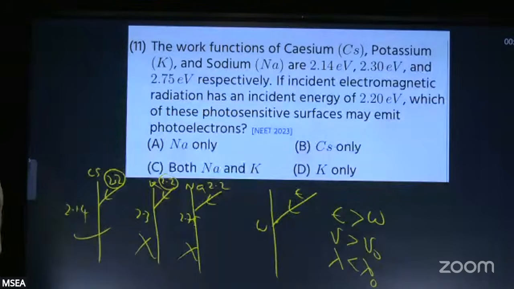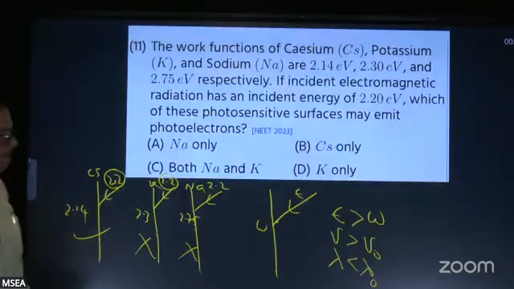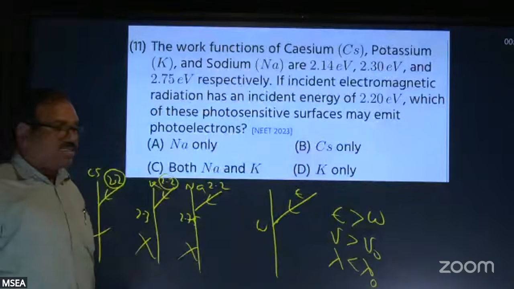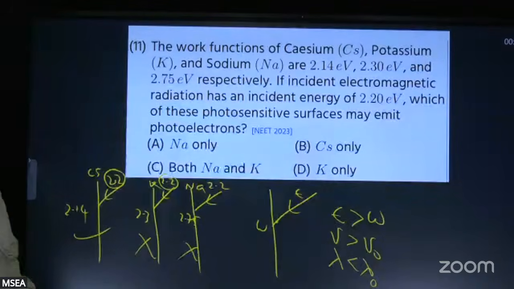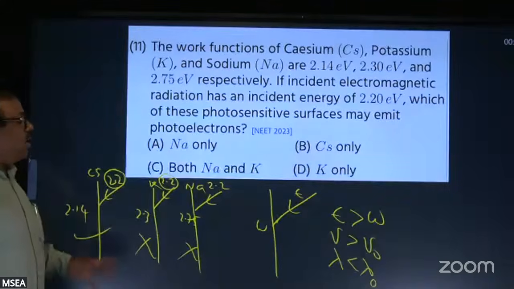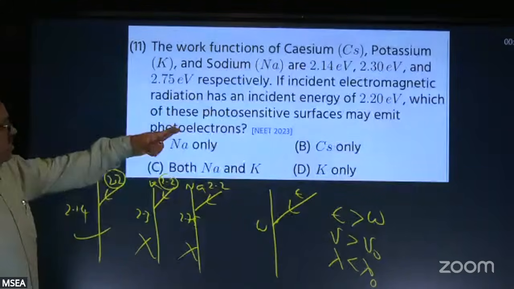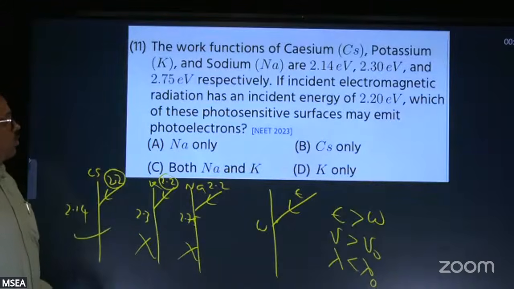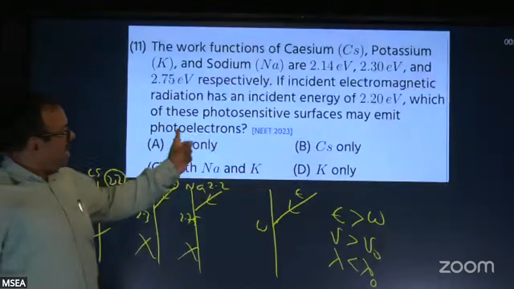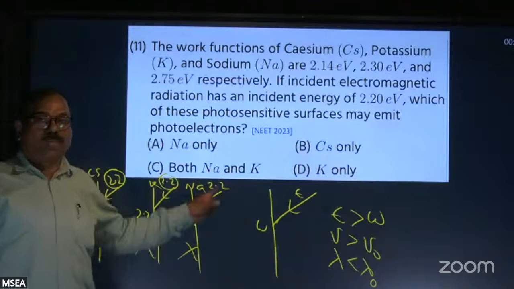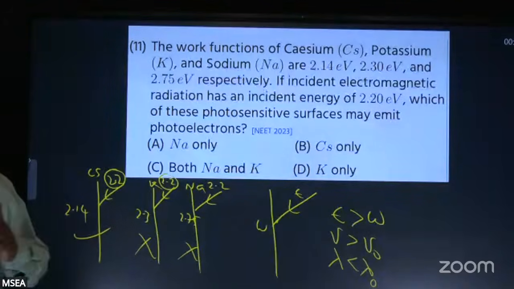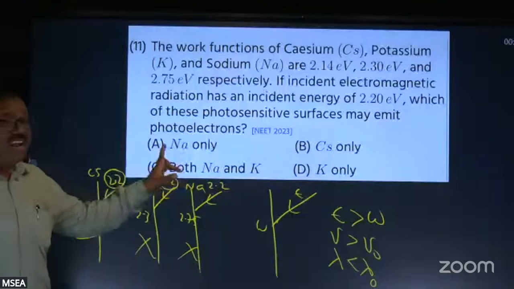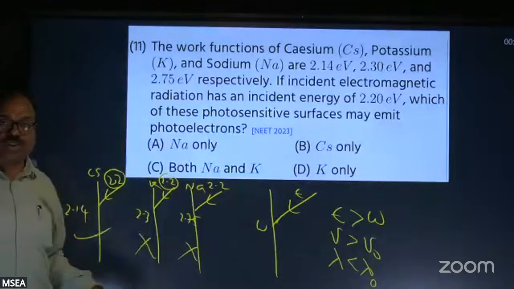Based on this, they are asking very simple questions. Okay, let us see another way. Next slide. So you must remember this one: he's asking which of these photosensitive surfaces may emit the photoelectron. If they ask which may not emit the photoelectron, the answer is both sodium and potassium. So you must remember whether it is given as "may not" or "may". If it is "may not", the answer should be sodium and potassium.